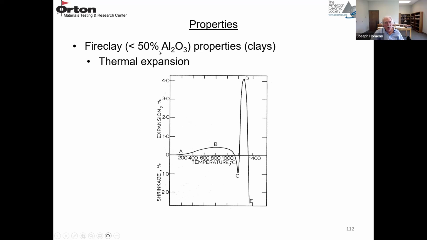So if we look at some of the properties, this is a less than 50% alumina fire clay. So this is what happens when you heat it up in terms of thermal expansion. So this is 0 to plus 4%, and this is 0 to minus 2%. So this is expansion, and this is shrinkage. So we go from A to B.